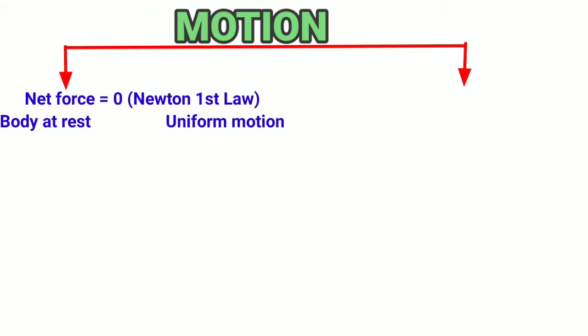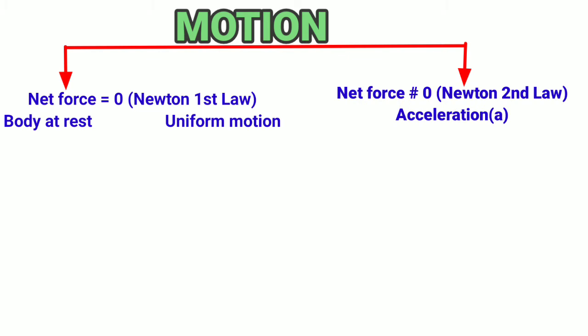In order to understand uniform circular motion easily, you need to understand the basics of motion. Motion can be divided into two types: when net force is equal to 0, and when net force is not equal to 0. When net force is equal to 0, the state of a body can be described by Newton's first law. The body can be at rest or in uniform motion.